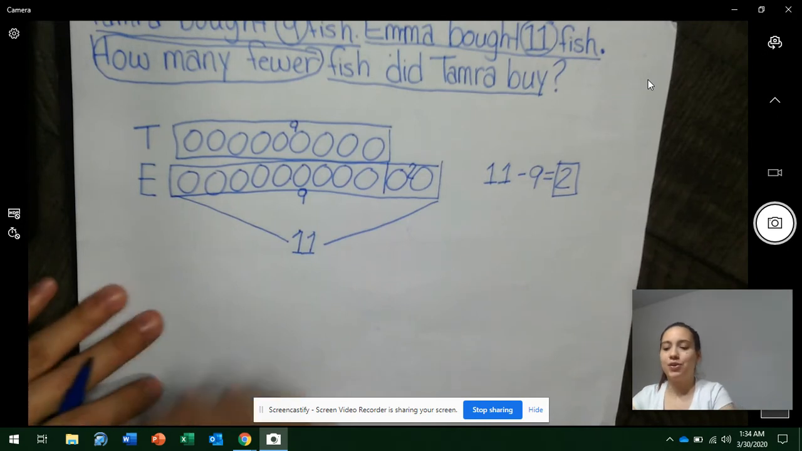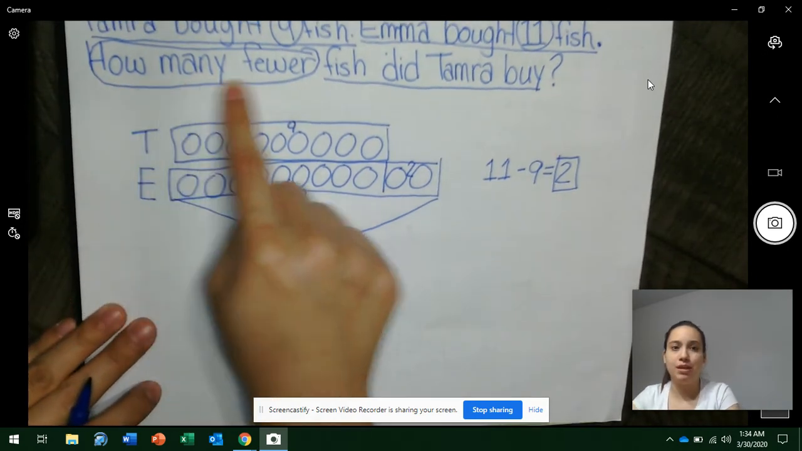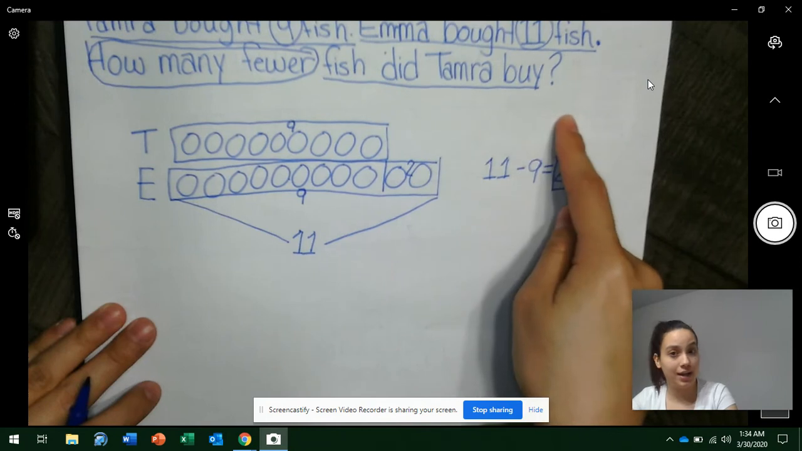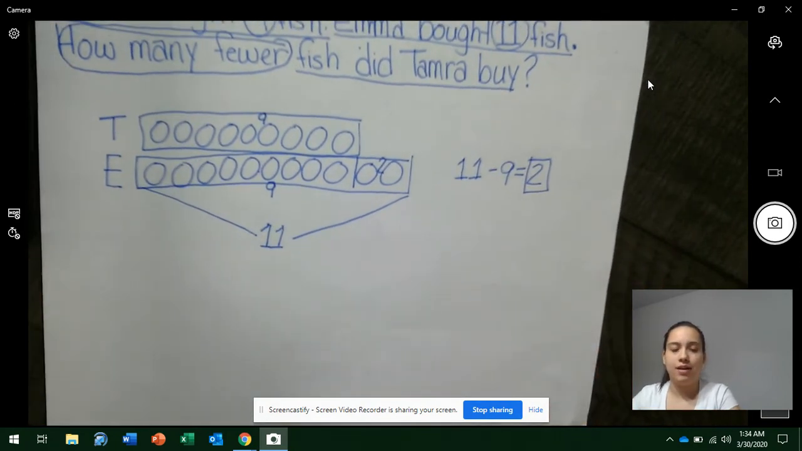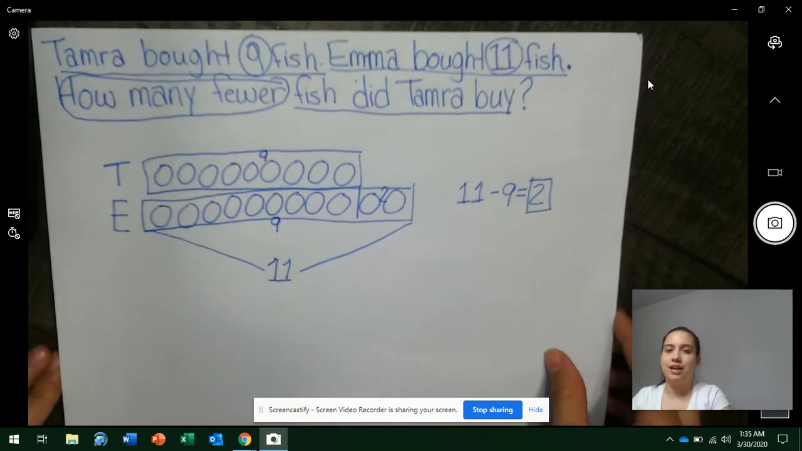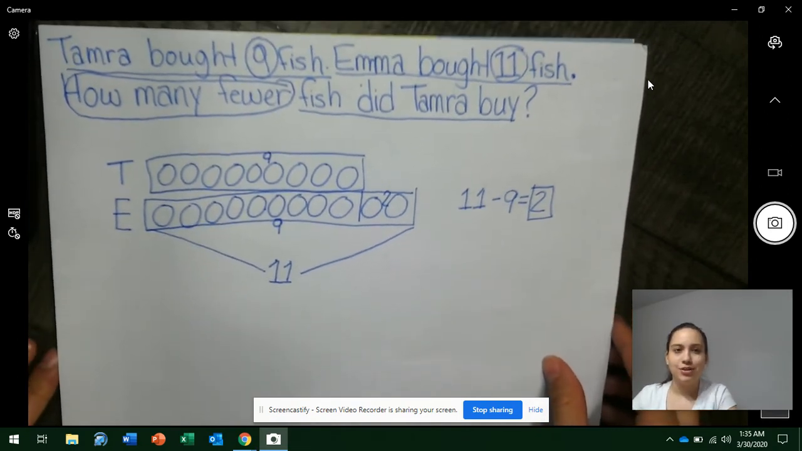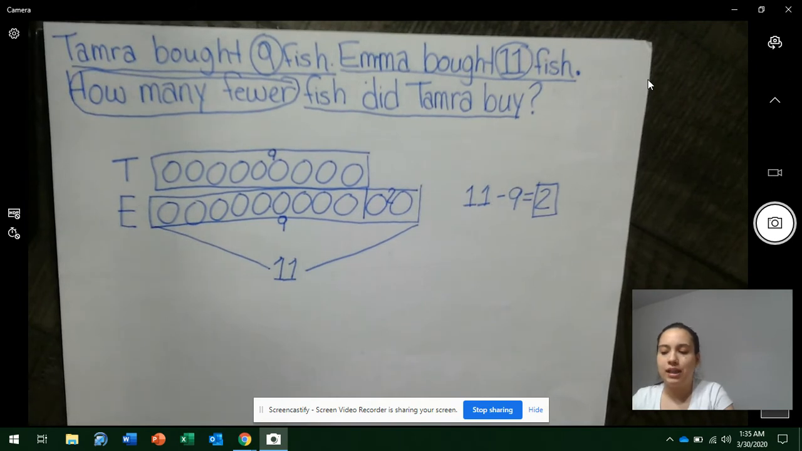Okay, now we're going to answer the question. We're going to write our statement. How many fewer fish did Tamara buy? So, say it out loud. Answer the question by saying your statement out loud before you write it. Okay, go. I'm sure you guys said a lot of great sentences. So if you said something like, Tamara bought 2 fewer fish, you are correct.